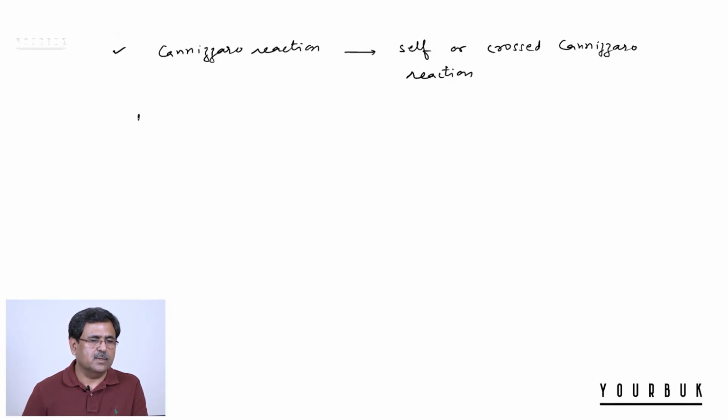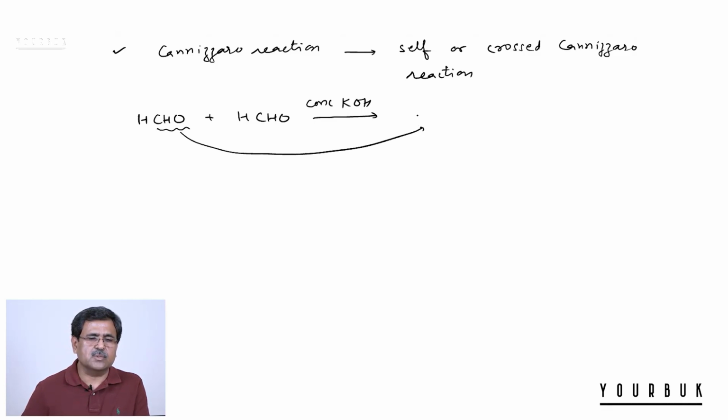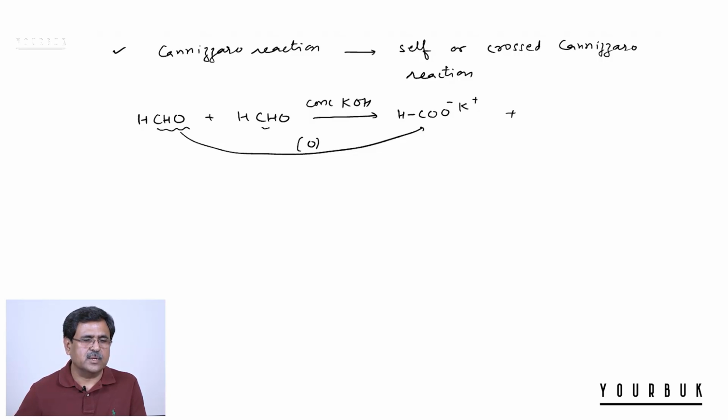So we take this first example. It's a methanal. So we write methanal 2 times, HCHO plus HCHO. This is an example of a self Cannizzaro in the presence of concentrated alkali, KOH. Now one of the aldehyde gets oxidized. And aldehyde on oxidation gives a carboxylic acid. But since the medium is alkaline, you won't get the free acid, you will get a salt. So it gives a potassium salt. This is called oxidation. And the second aldehyde gets reduced to form a primary alcohol.